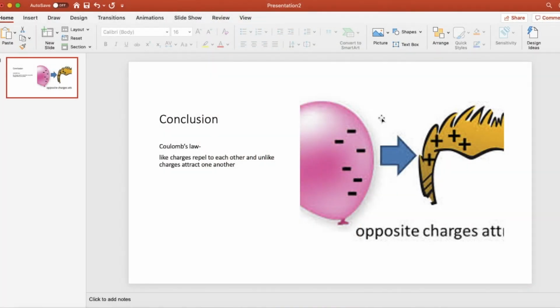Just to wrap it all up, overall, the experiments that were shown are examples of Coulomb's law. Like charges repel each other, and unlike charges attract one another.